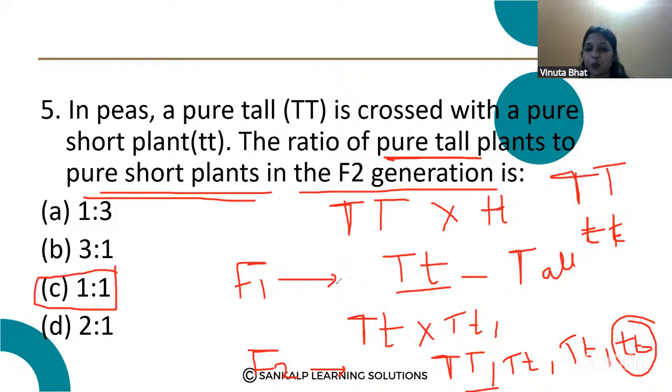One pure tall plant is produced and one short plant is produced. But if you take the ratio of tall and short plants, that is 3:1. So for this question, the correct answer is 1:1.